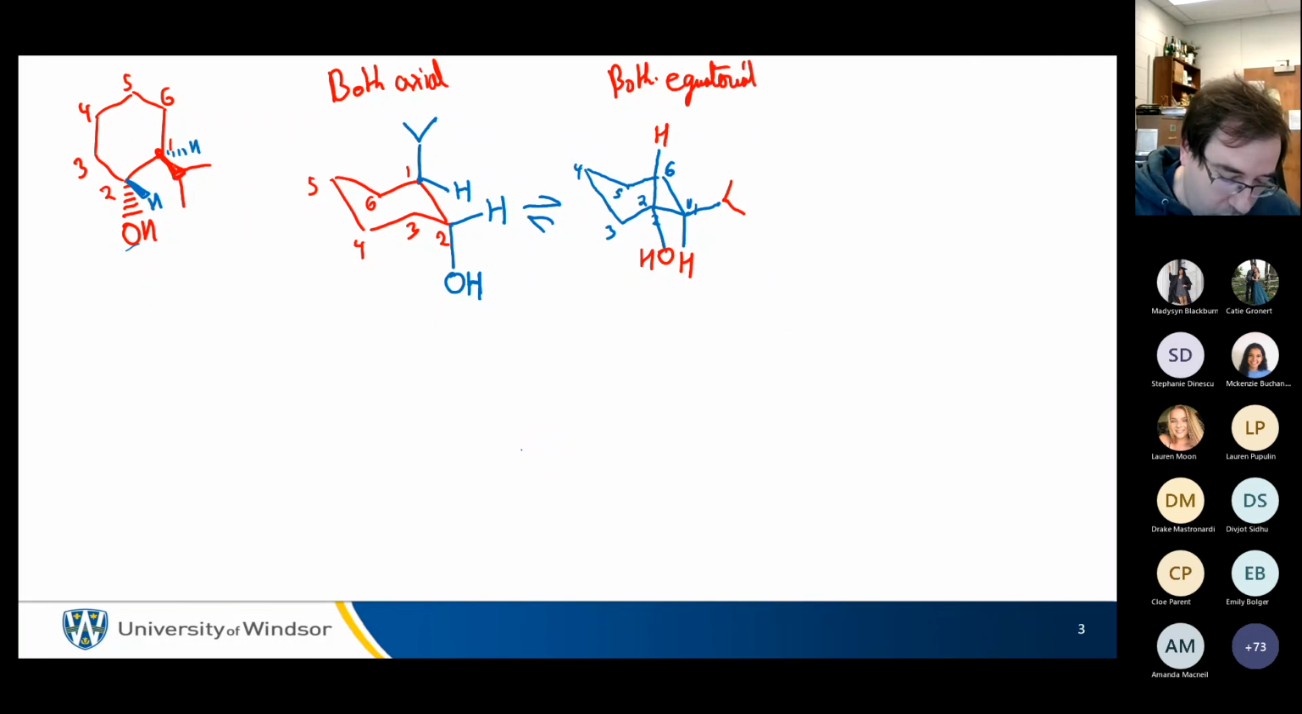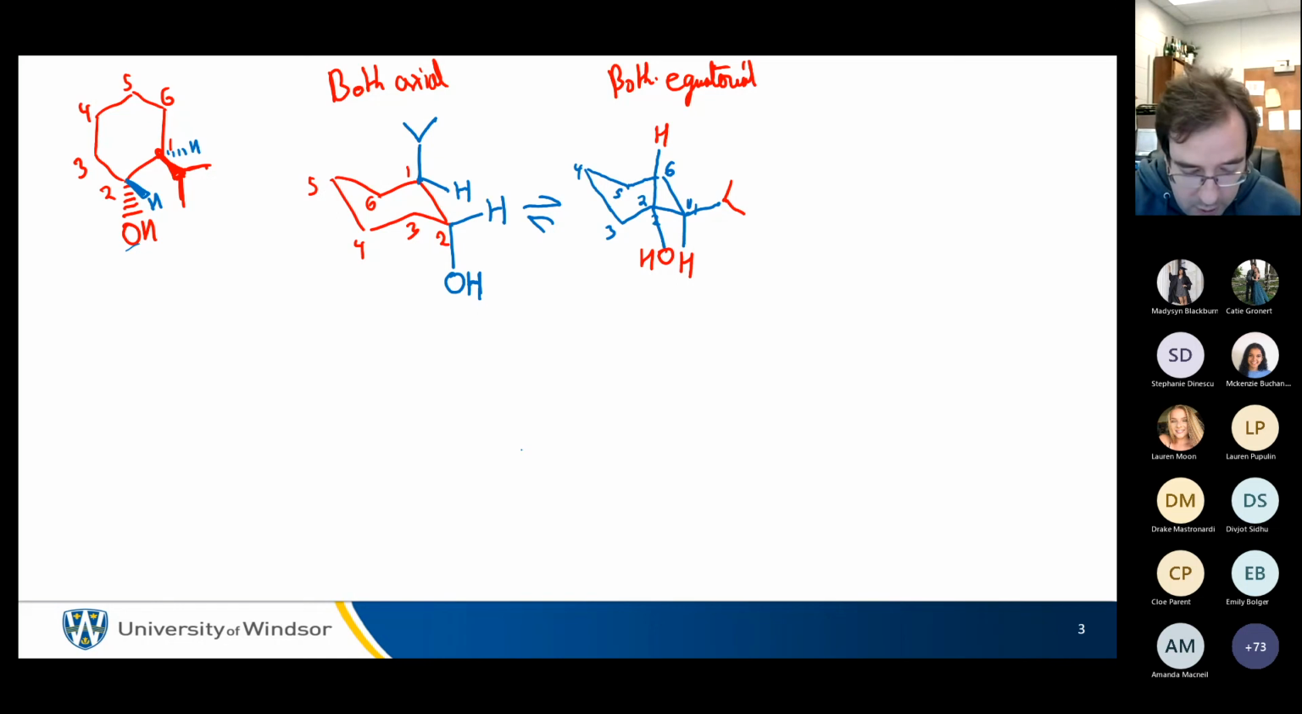So what we're looking at here is that this isopropyl group is coming out of the plane of the page. This hydrogen must be going back into the plane of the page, which means the isopropyl group is above and the hydrogen is below. And on this bottom one, the OH is going into the plane, the hydrogen is coming out of the plane, so the hydrogen is above the OH.